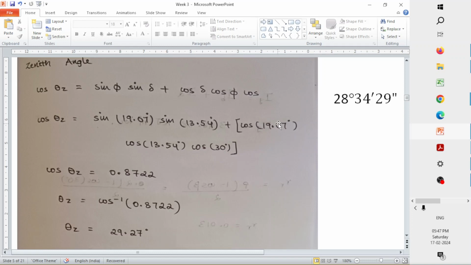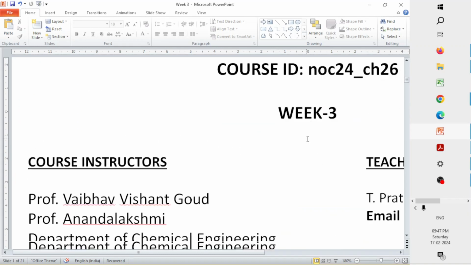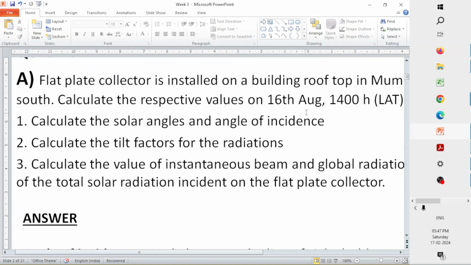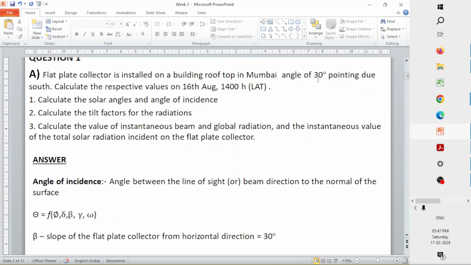But in this problem we have not been given any data regarding that. The only data that we have with us is the date, that's all, and then the place and the location. Here we just have the slope, the surface azimuthal angle, the date and the time. Now it's our responsibility to calculate the instantaneous beam, that is IB and Ig, and then your total IT, how much is incident onto your flat plate collector.